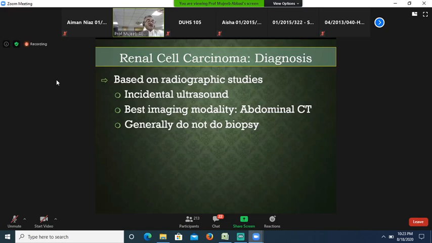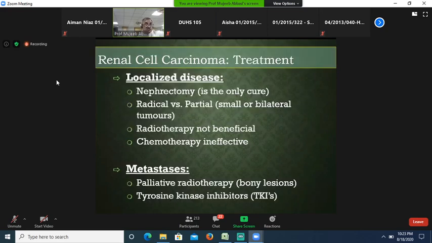Renal cell carcinoma treatment, localized disease, nephrectomy. That's the only cure we have. Radical versus partial, depending on how big or small it is, bilateral or unilateral.